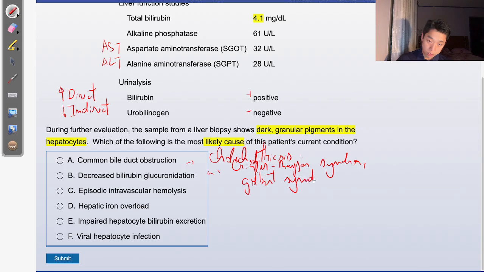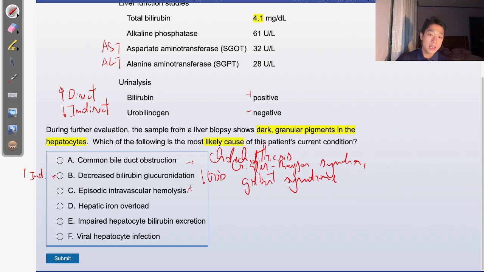I will talk about these two conditions later on, okay? In the hereditary hyperbilirubinemia. But this means decreased bilirubin glucuronidation will be less UDP enzyme, and this would cause elevated indirect bilirubin. That's not our case, okay? Letter C, episodic intravascular hemolysis. That's the hemolytic anemia that our patient does not present, because the urobilinogen that represents indirect bilirubin is at a low level.